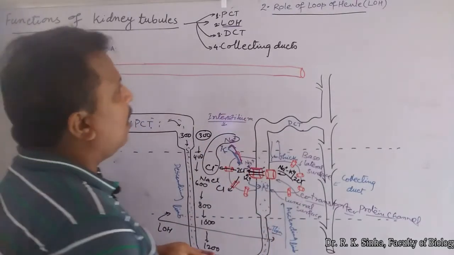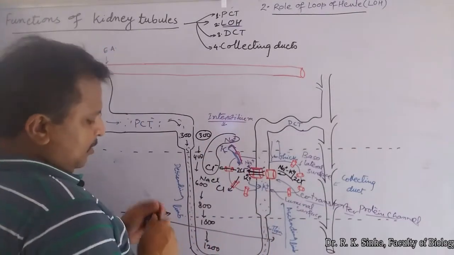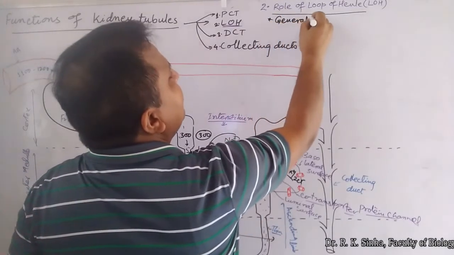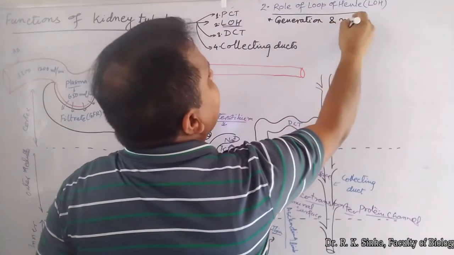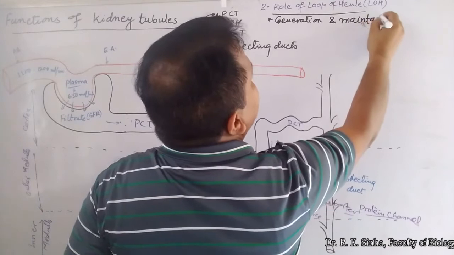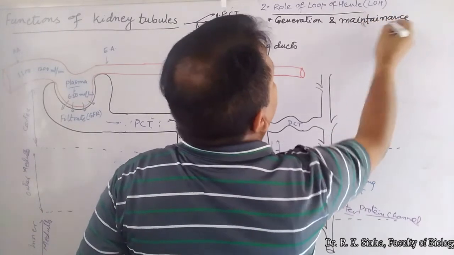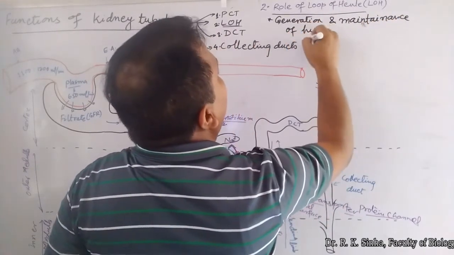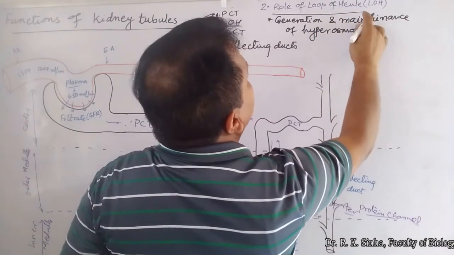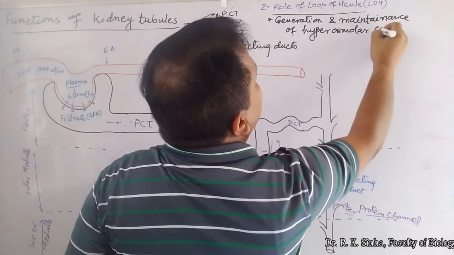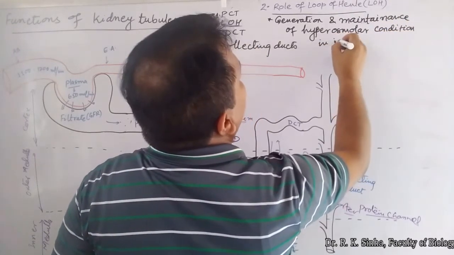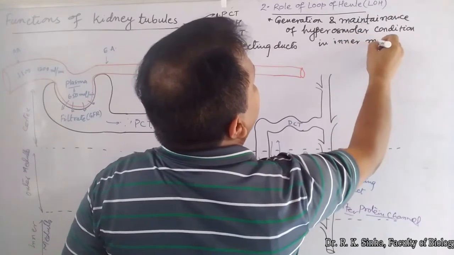So the function of this loop of Henle is generation and maintenance of hyperosmolar condition in the inner medullary interstitium.